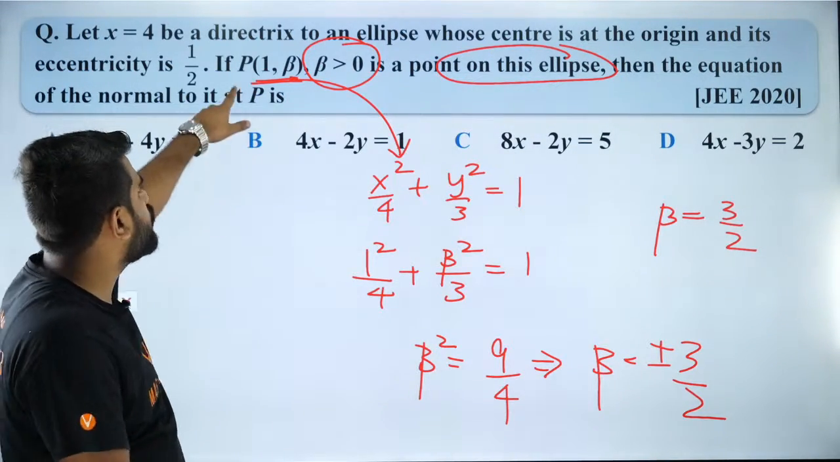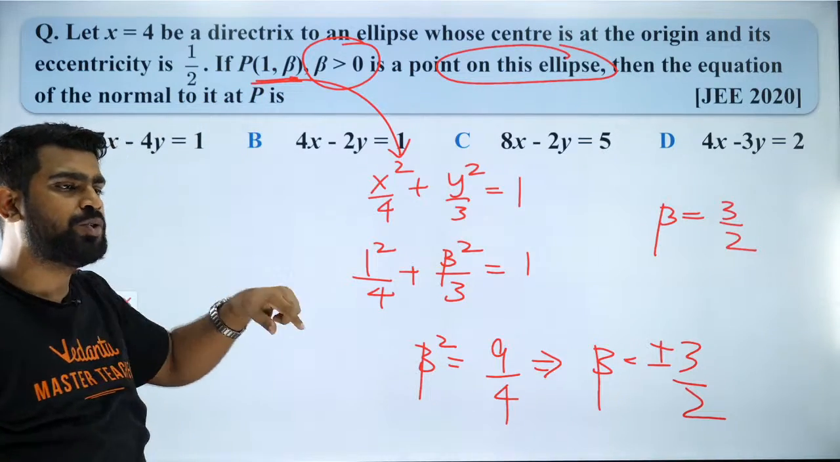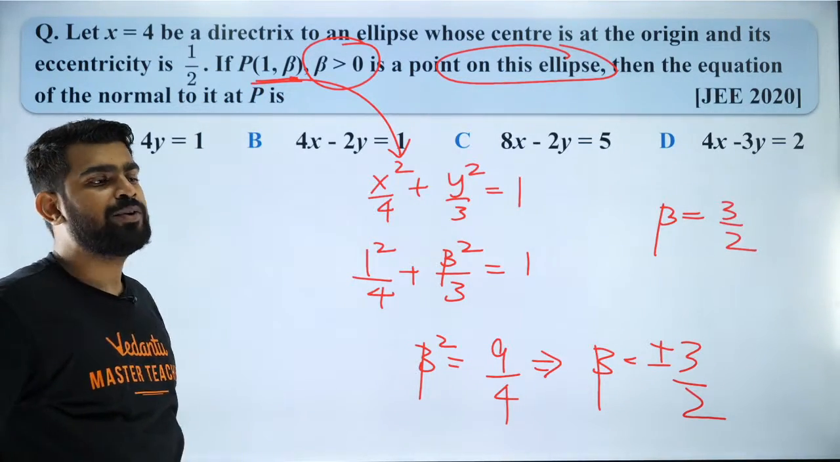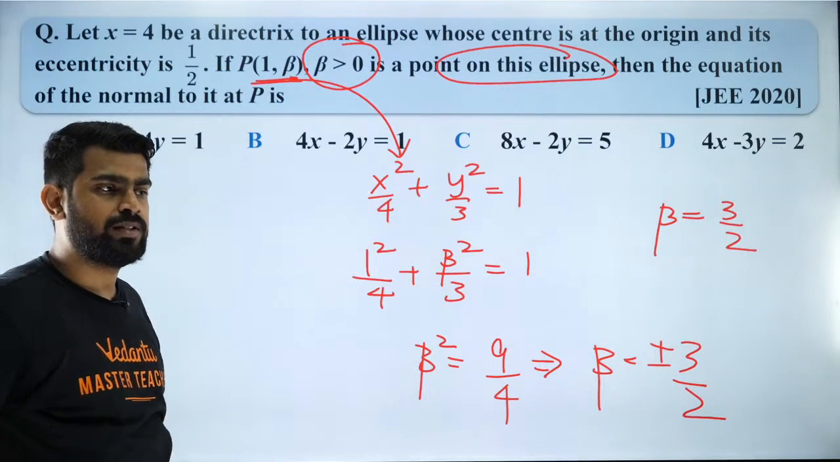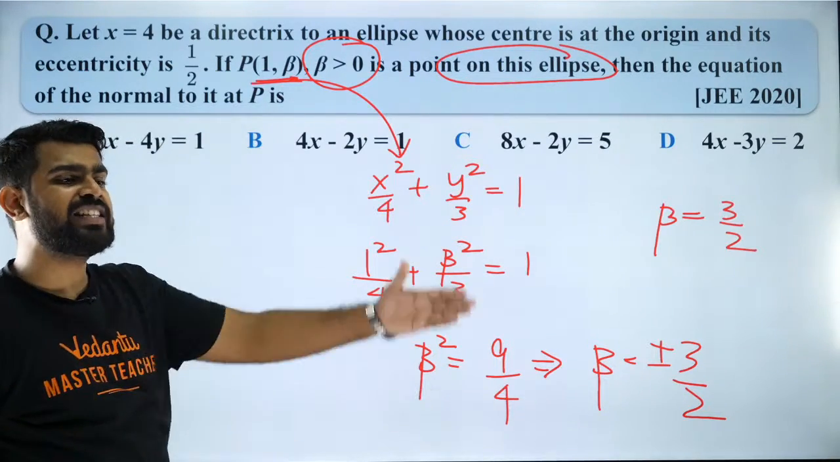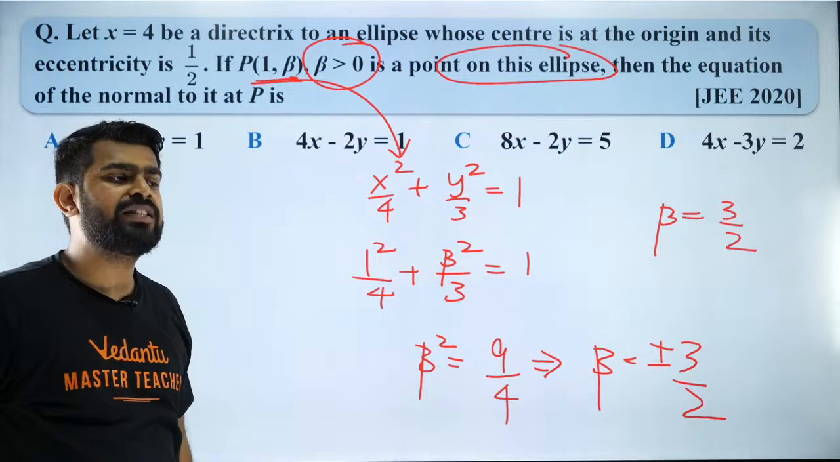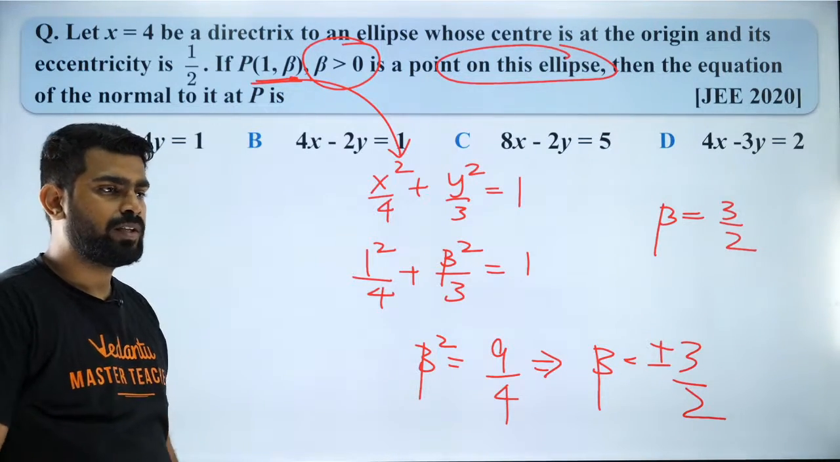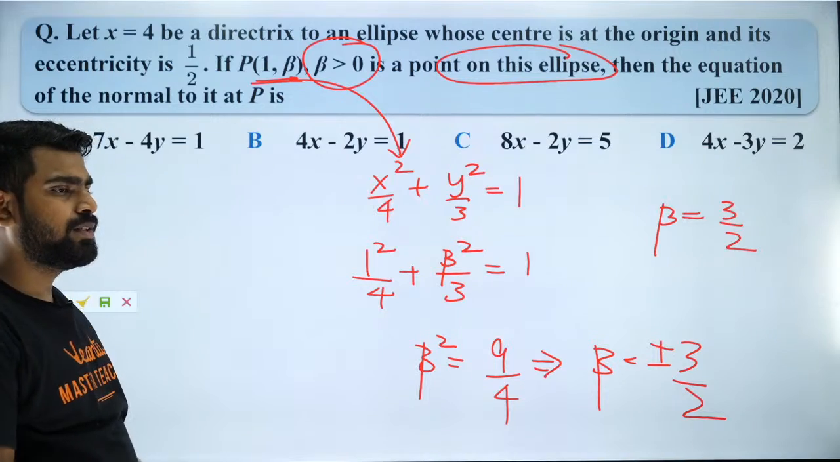Jagadish, the x coordinate of point P is already given now. Why do you want to use that? And how do you know it is the directrix? How do you know it is passing through the focus? Because only if it is a latus rectum passing through the focus will the x coordinate be ae, right? So how do you know that? That is not given to us.